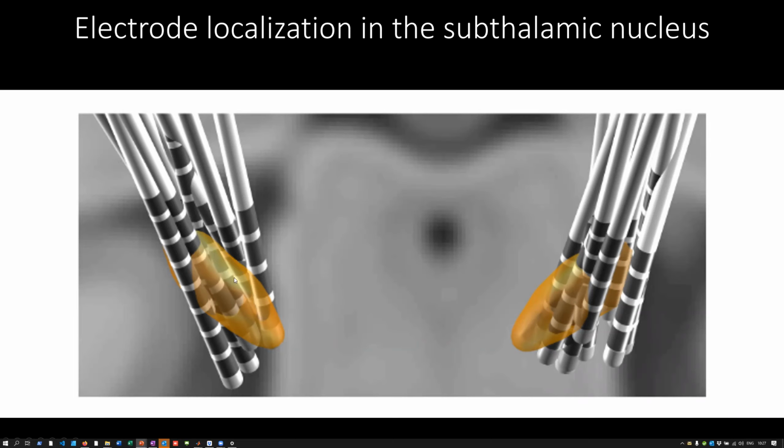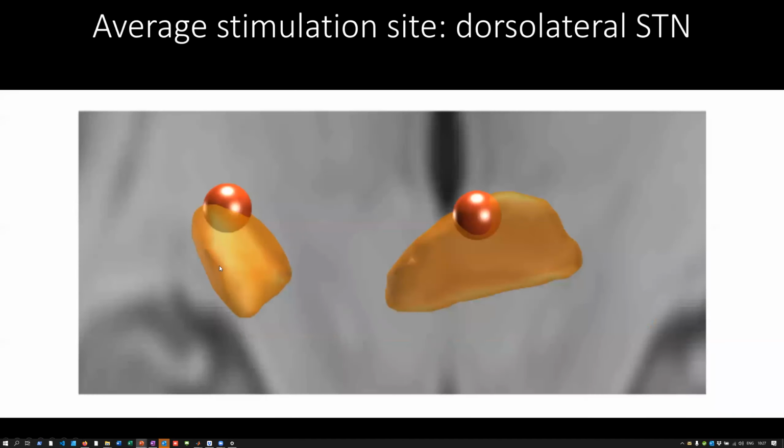And here are all the electrodes of the cohort projected to the MNI space, to the common standard space, and the yellow structure is the subthalamic nucleus. And now with the clear and defined picture of where these electrodes lie, we can ask what is the relation to structural connectivity from these points where we stimulate. And this is the average point where we stimulate, the dorsolateral subthalamic nucleus, which overlies with the optimal stimulation target.